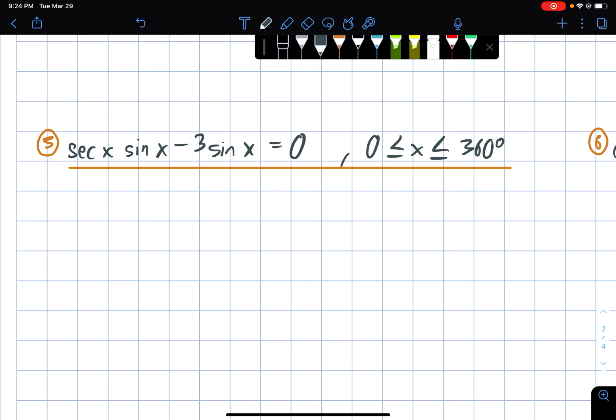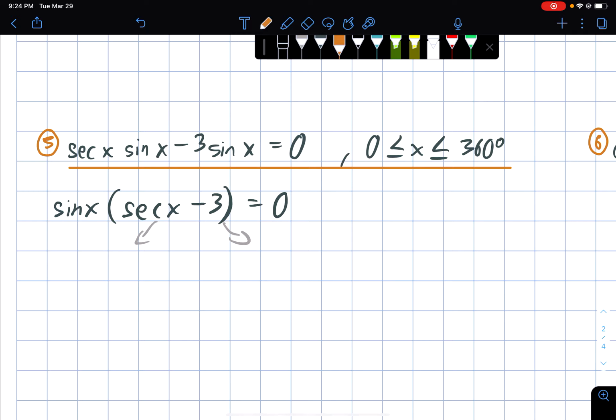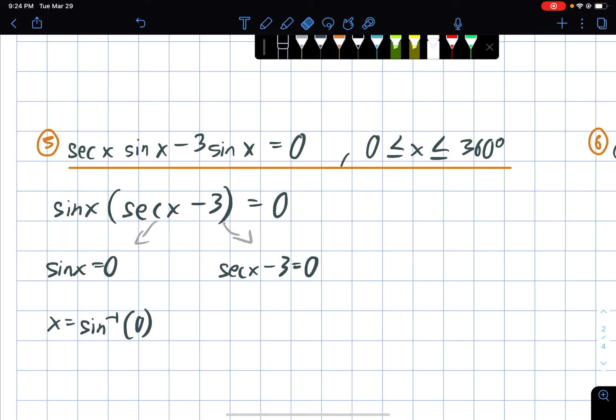Alright, so we'll be applying the factoring method, since we can see that there is sine x on each term. Sine x times secant x minus 3. We end up with something like this, and this is where we start parting ways. So we make two equations out of it. There you go. X is equal to arcsine of 0. Secant x is equal to 3.